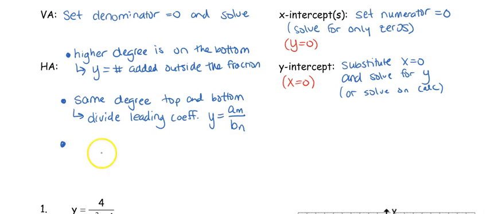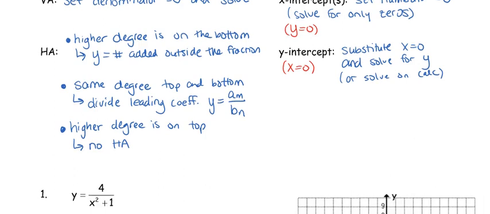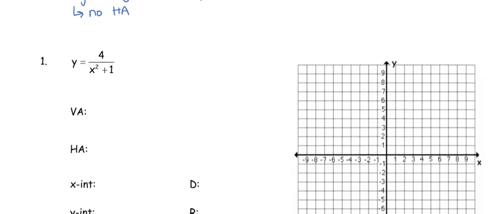Now the new one, if the higher degree is on top, then there's no horizontal asymptote. All right, so let's go ahead and get started. Going down to the first one.